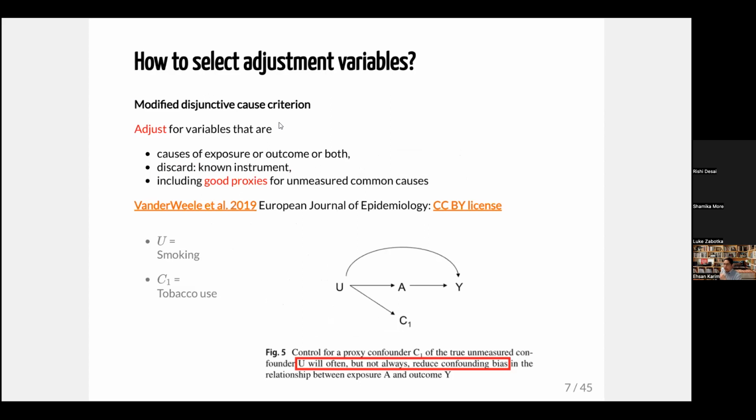And going back to some of these papers, say for example, the paper by VanderWeele in 2019, he gave a very nice description of the modified disjunctive cause criteria that talks about what are the variables that we should empirically adjust to reduce confounding, right? So obviously we should adjust for the causes of exposure, causes of outcome, or both. If we know that we have an instrumental variable, we should not include that. And if we have good proxies of the unmeasured confounding, that should be included in the analysis.